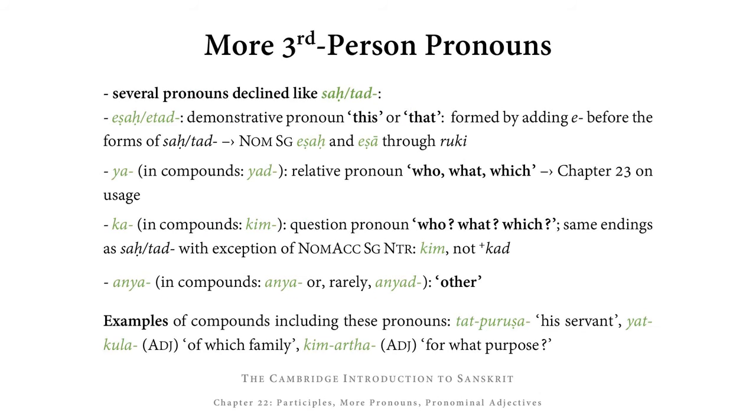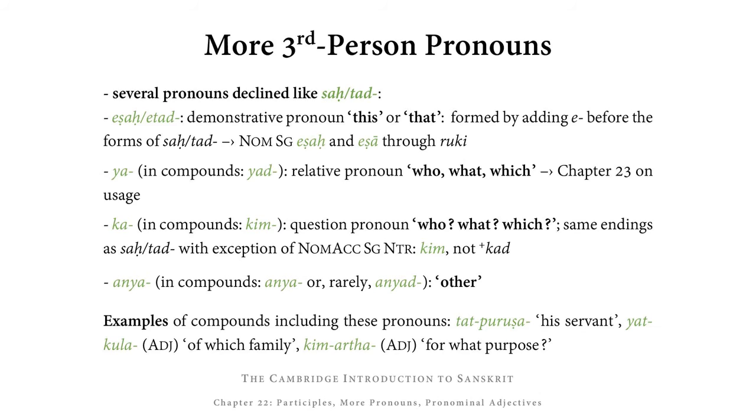Then on to the second new thing for this chapter, which is more third-person pronouns. In chapter 20, we encountered the pronoun sa/tad, which had its very own set of endings. But there actually are several other pronouns that decline just like sa/tad, that is, that have exactly the same endings, and these are what we'll be looking at now. First of all, there is eṣa/etad, which is a demonstrative pronoun meaning this or that, which is formed by adding e before the forms of sa or tad.